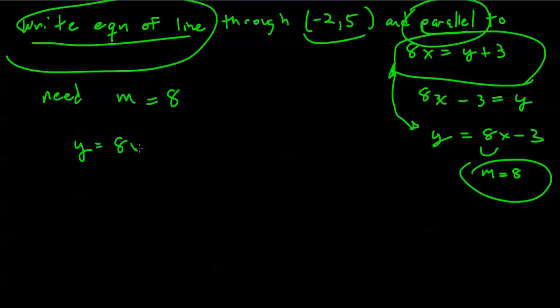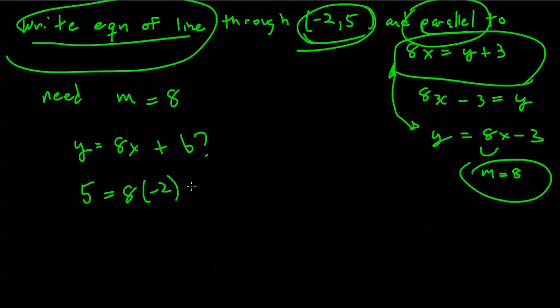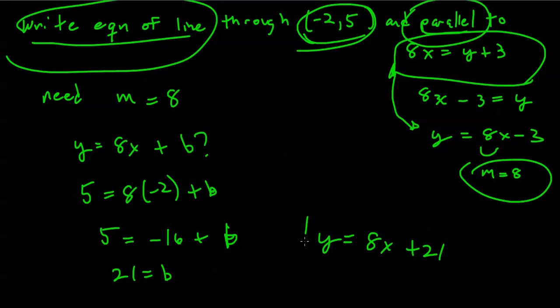So I know my final answer is going to look something like this, y equals 8x plus b, but I don't know the y-intercept. And of course, what I'm going to do now is plug in the coordinates of a known point. When y is 5, x is minus 2. I can solve for the unknown y-intercept pretty easily. 5 equals minus 16 plus b. B is, of course, then 21. So my final answer is y equals 8x plus 21. Okay.